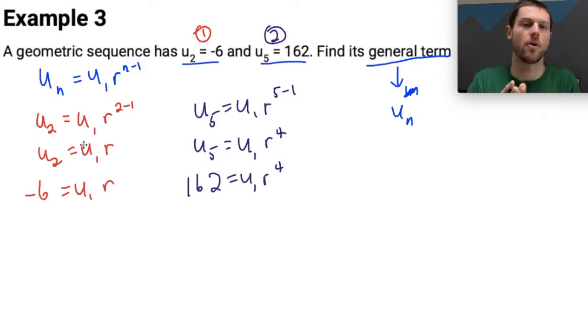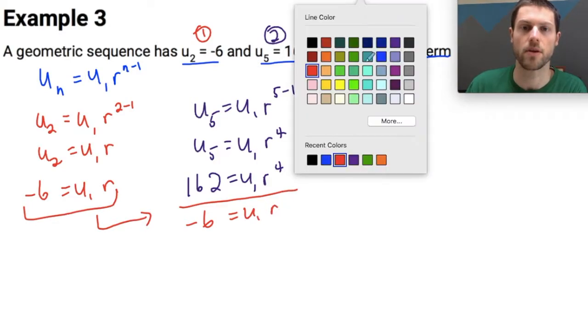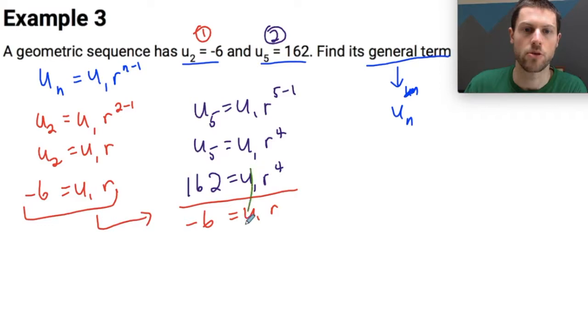So now I can combine both of these pieces of information together, and I'm going to use elimination. But rather than adding equations as you've seen before with arithmetic examples, or when solving a system of equations, if I want to cancel out one of these variables, I'm actually going to have to divide these equations. So I'm going to take this equation and divide it into my second equation. So I'll divide 162 equals U sub 1 times r to the 4th by negative 6 equals U sub 1 times r. And what's going to happen is I'm going to eliminate my U sub 1 terms.